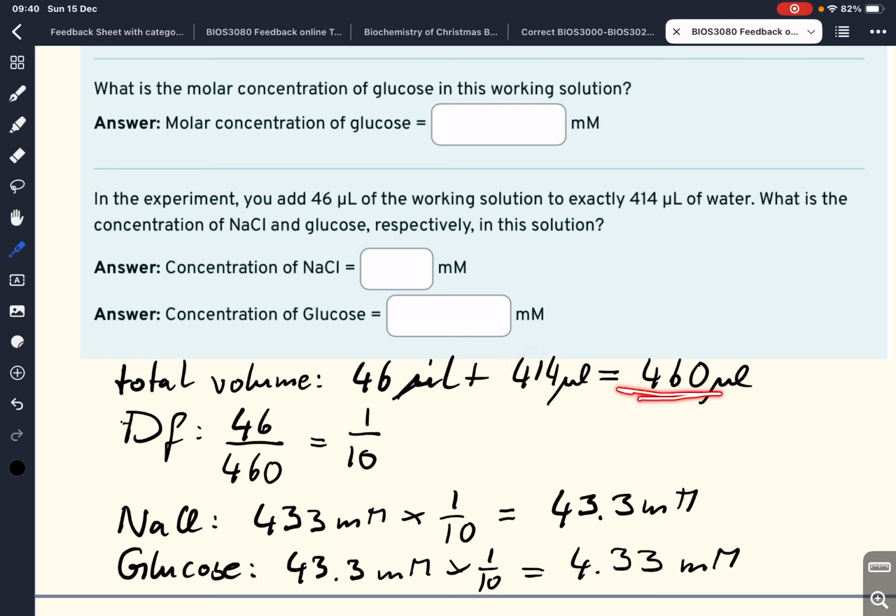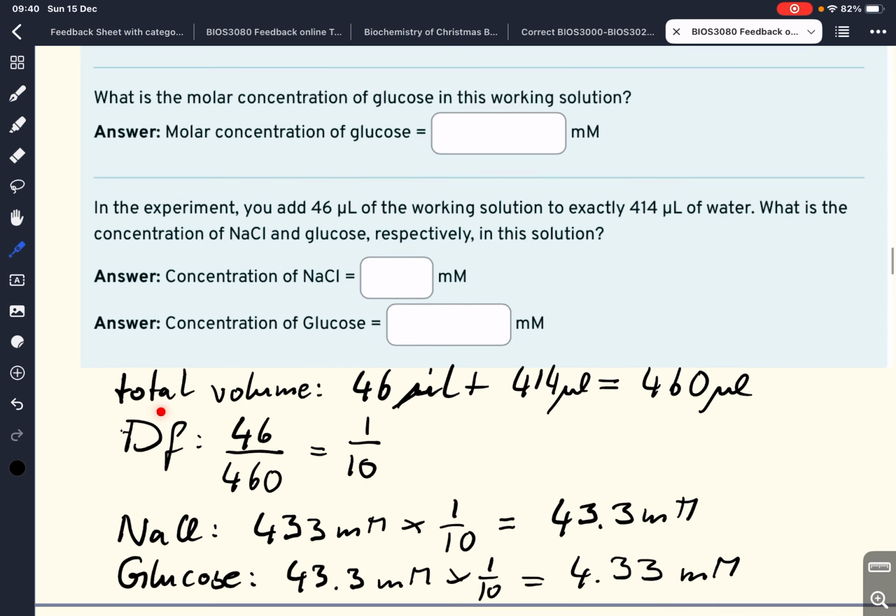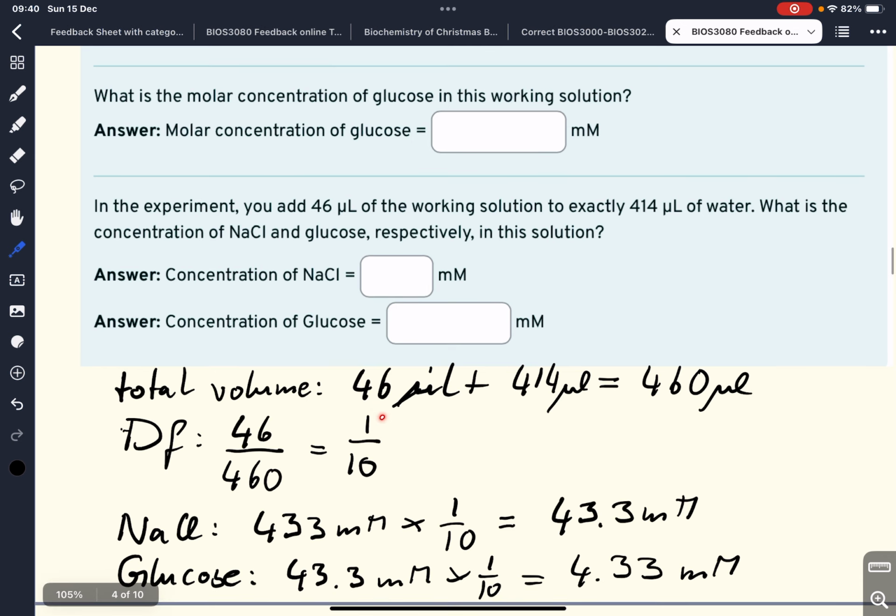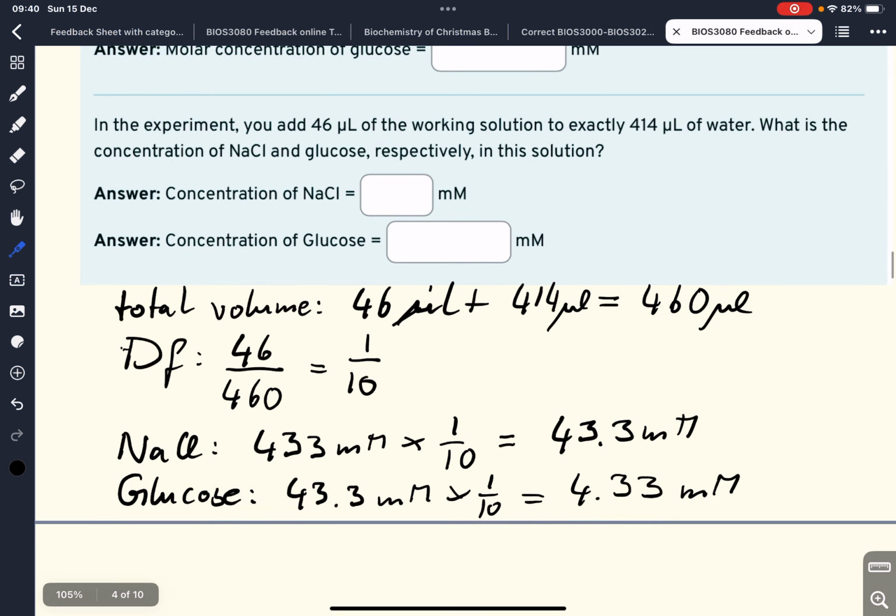gives us 460 microliters of the total volume, and we can calculate the dilution factor just simply by taking what we have here, the 46 microliter divided by 460 microliter, and the microliter obviously cancel each other out. So we have a dilution factor of 1 in 10. And we can now use that with the calculated concentrations, or with the concentrations that we've been given.